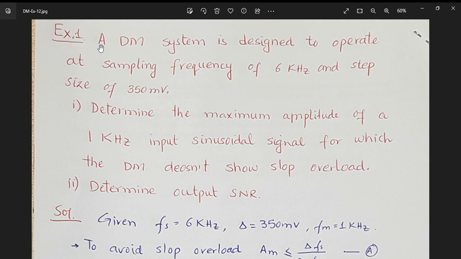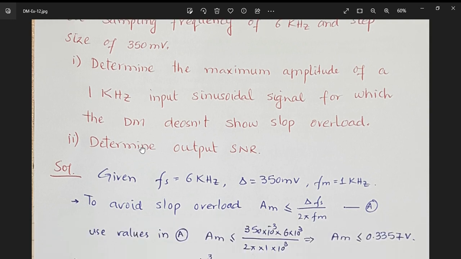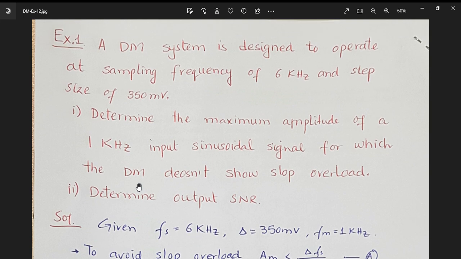Example one: a DM, a delta modulation system, is designed to operate at a sampling frequency of 6 kHz and a step size of 350 millivolt. You need to determine the maximum amplitude of a 1 kHz input sinusoidal signal for which the delta modulator doesn't show slope overload. And second, you need to determine the output SNR. So let's see what is given.